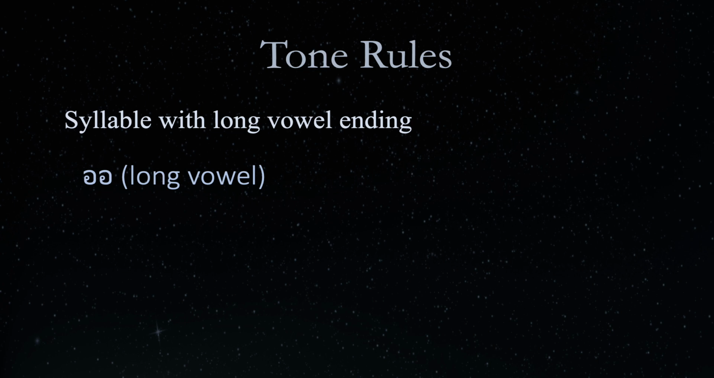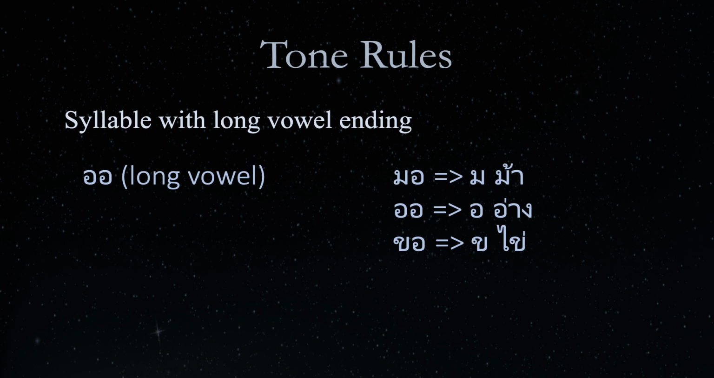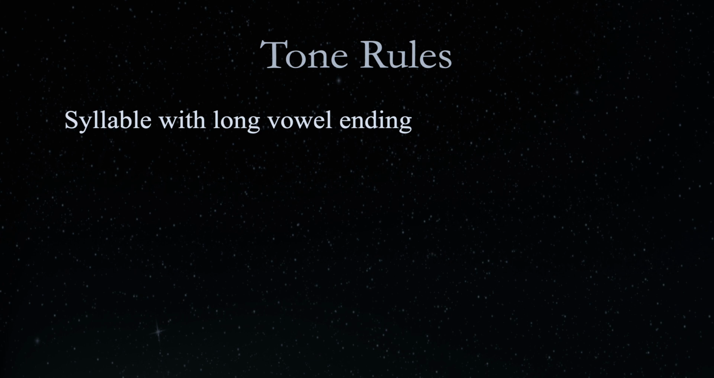This vowel is not written next to the consonant in the alphabet. If we wrote it, it will look like this: mo for ma, o for ang, and ko for kai. Mo and o are in the middle tone, while ko is in the rising tone. Those are the tone rules for syllables ending with a long vowel sound.